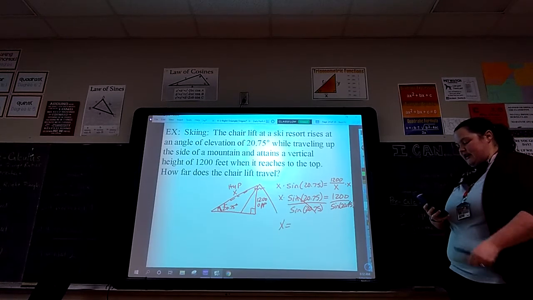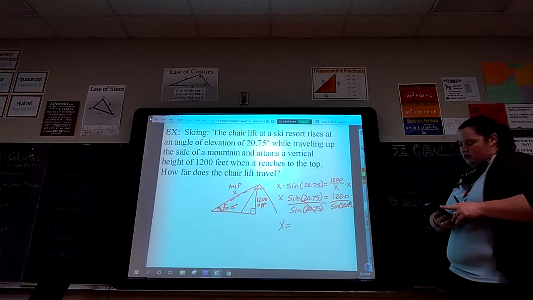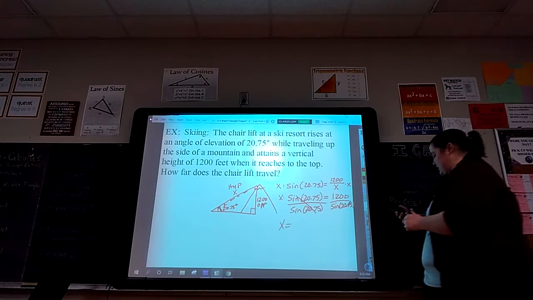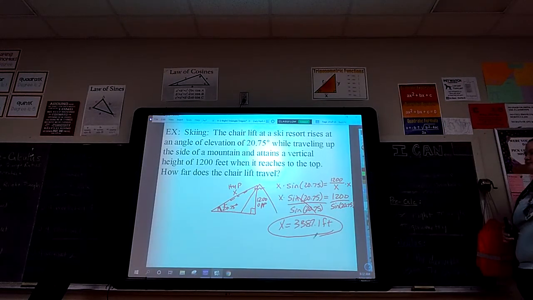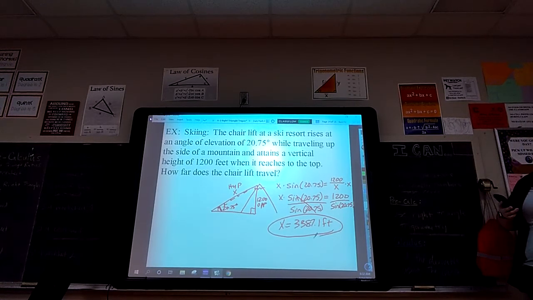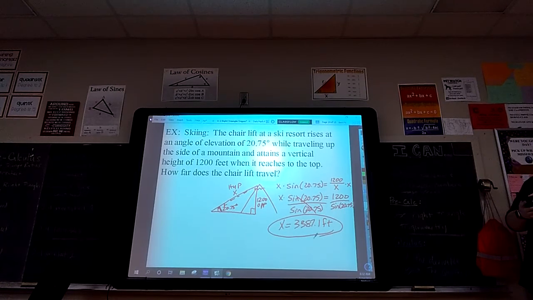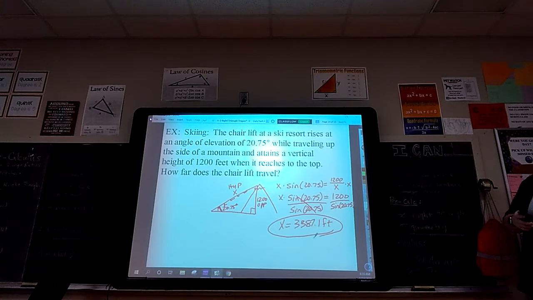So it's 3,387.1 feet. Alright, because I got 3,387.045. You could have done 0.04. That one, like I said, sometimes those are tricky to round, so I just went ahead. I said the 5 rounded up to 4 and the 4 rounded up to 0. So as long as you're close, you're fine. So that's what I did for that one. Any questions?